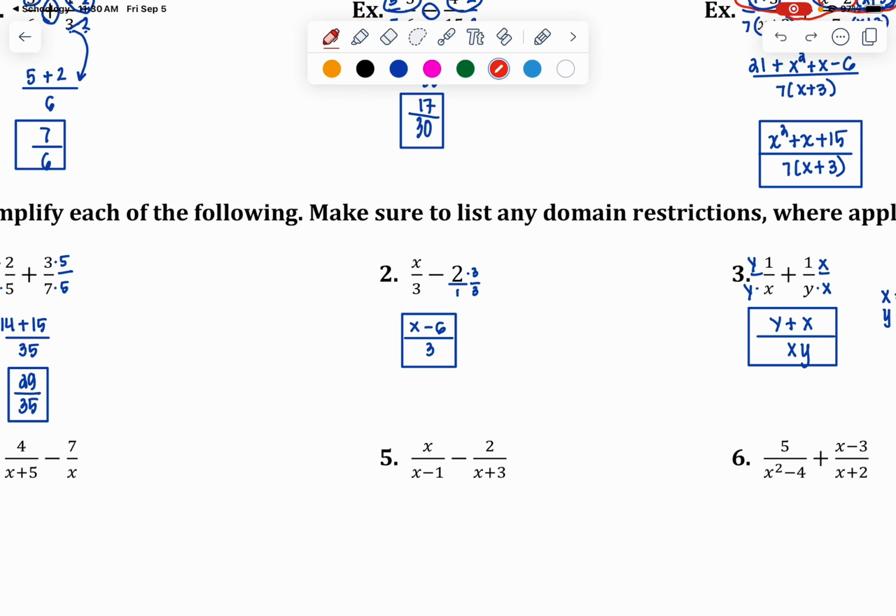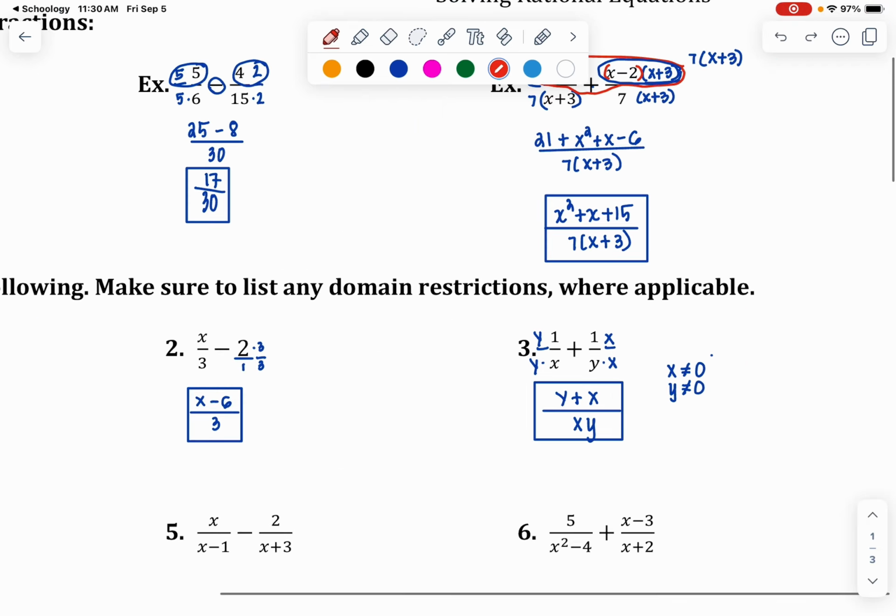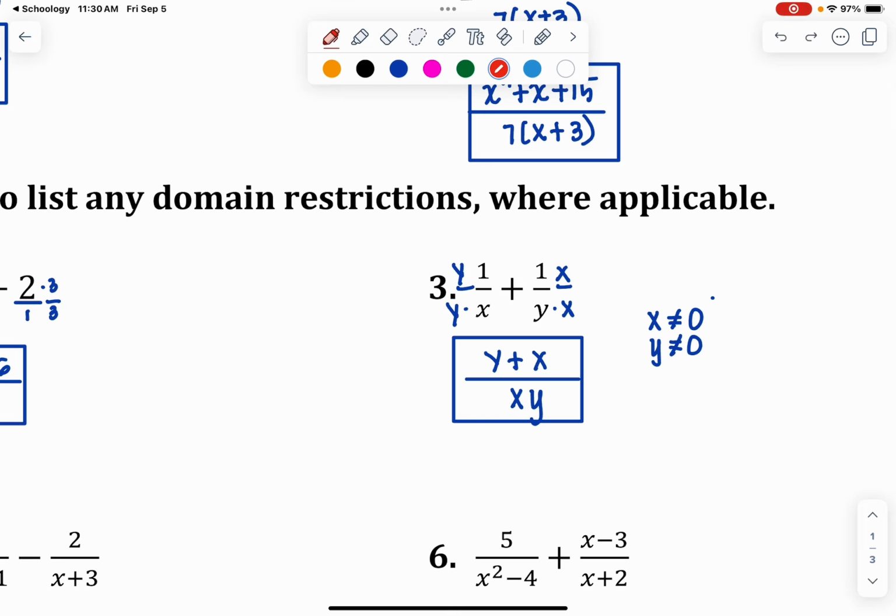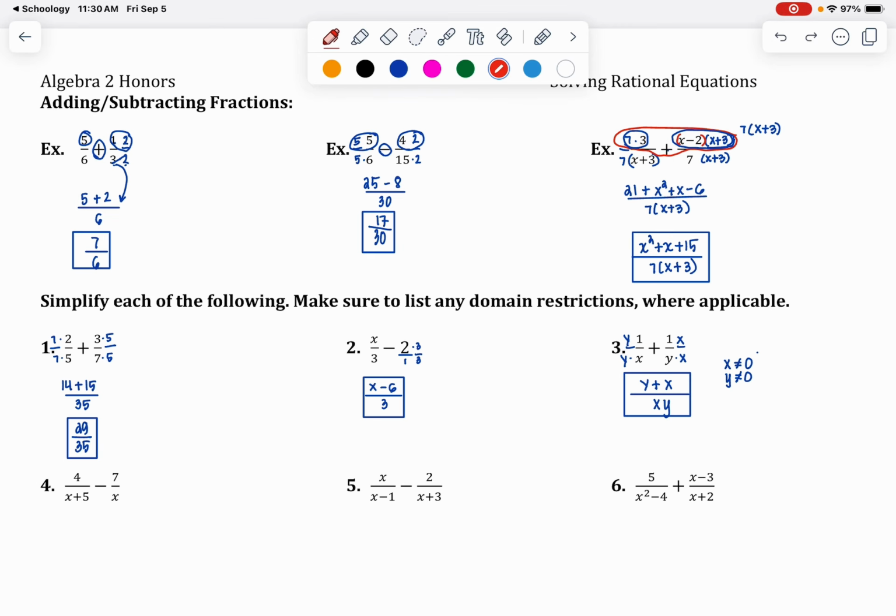All right, also it asks for any domain restrictions. Oh, I forgot about this one. Here we go. Okay, so this one, x plus y over xy. And then there's also these domain restrictions. X can't be 0, y can't be 0. Let's talk about those domain restrictions.